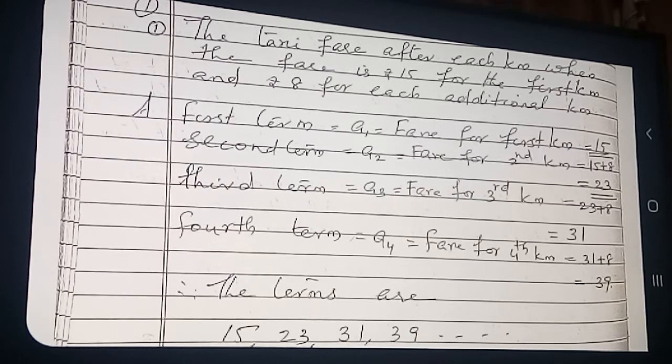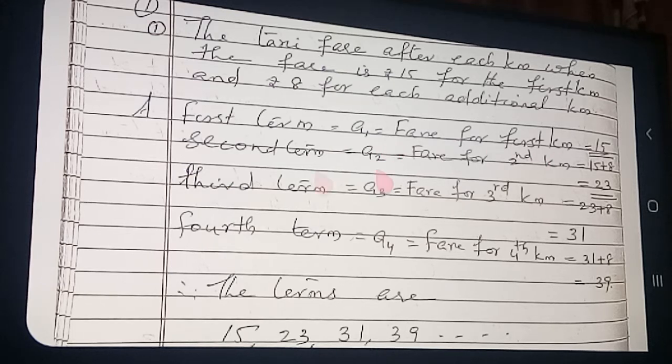The first question: the taxi fare after each kilometer when the fare is 15 rupees for the first kilometer and 8 rupees for each additional kilometer. Make the question clear. The taxi fare after each kilometer when the fare is 15 for the first kilometer is given and rupees 8 for each additional kilometer. So for the first kilometer, how much rupees?